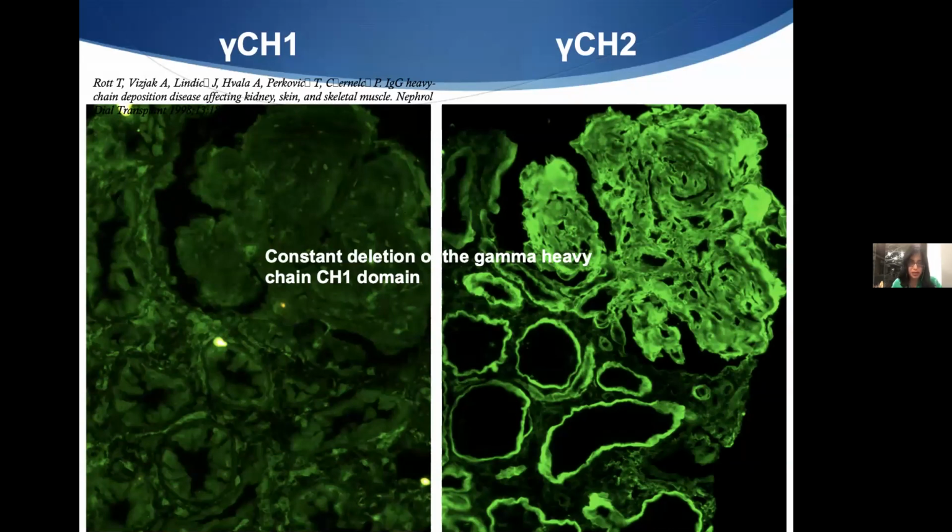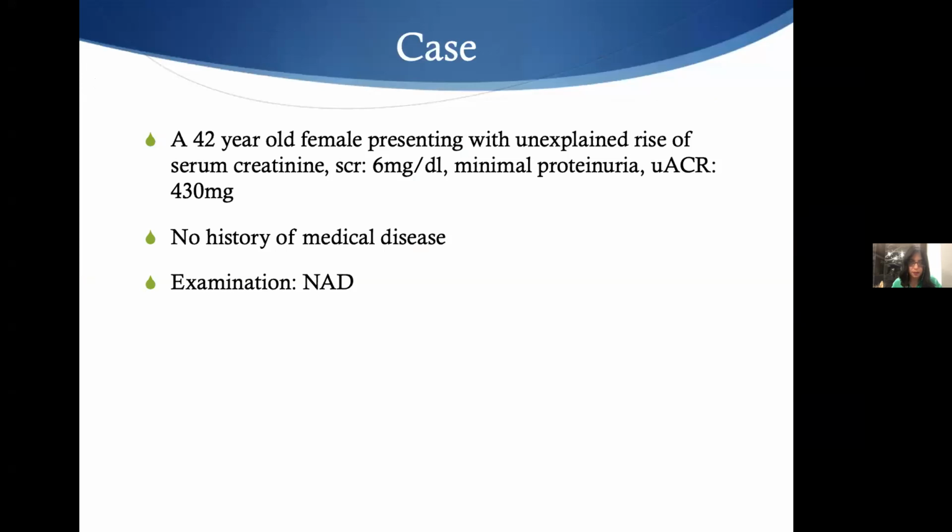So this is basically a chain disease. Okay, this is another case. This is a 42-year-old female, also presenting with unexplained rise of serum creatinine. Her serum creatinine was 6. She had absolutely no history of medical disease. She presented with minimum proteinuria, and urine albumin creatinine ratio was 430 milligram, and her examination revealed no abnormality, and nobody knew why her serum creatinine was high.